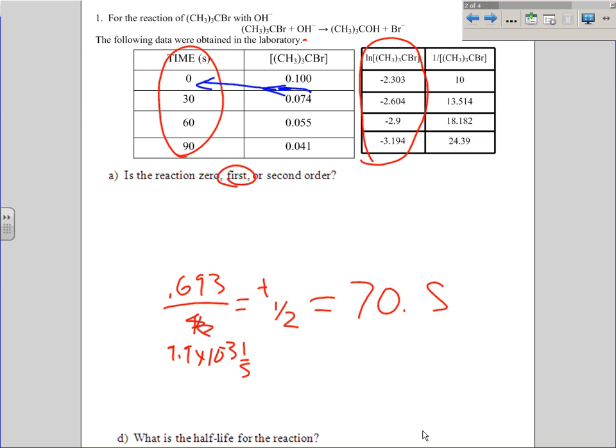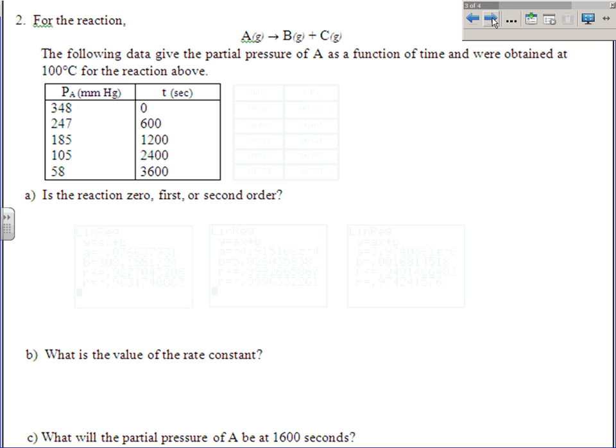And once again, look at your data. Does that make sense? Well, half of 0.1 is going to be 0.05. That's going to be somewhere between those two. Makes sense. That would be a valid half-life for the reaction. Okay, that would be problem number one. Now, problem number two, you'll notice they give us pressure and time data. Well, we kind of treat it just like we did concentration.